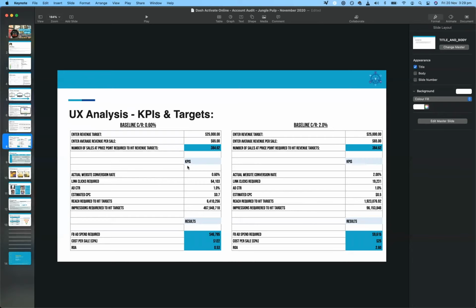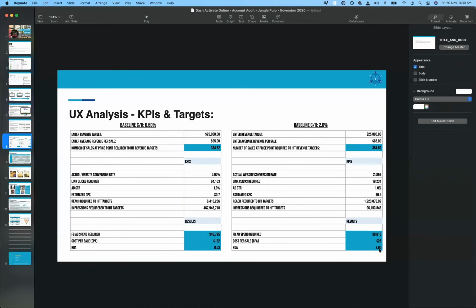With the store as it is right now and the current conversion rate, it is going to be really hard to run profitable Facebook ads just based on some of the KPIs that we've mapped out here. As you can see, going after a $25,000 a month sales target with an average order value of $65, it is going to be really hard to be profitable just based on what we'd expect to see from the Facebook ads. If you can get that to 2% though, with the same sort of stats, you can see much less spend. You're actually getting around that $25 CPA that we mapped out back here.